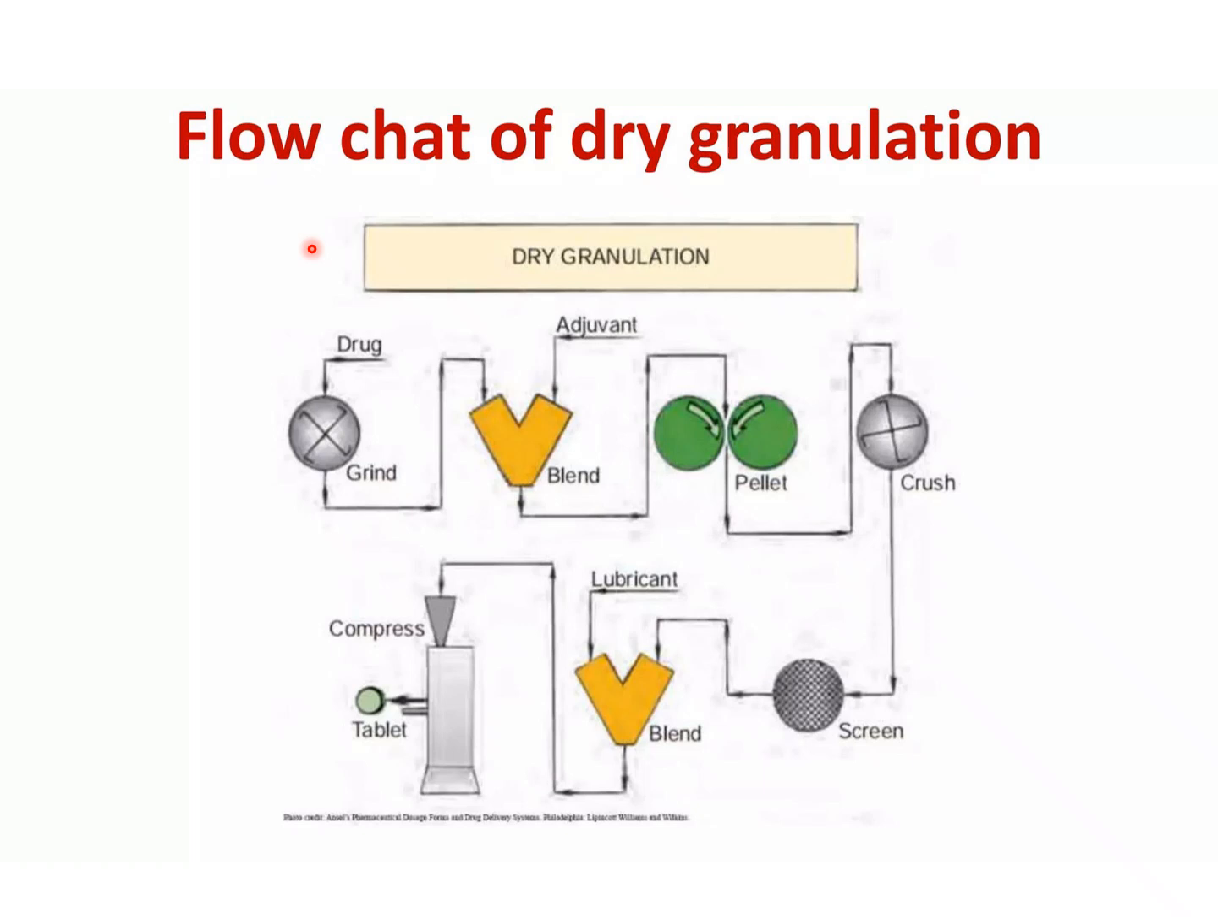These are the approaches of dry granulation. The flowchart is just like the wet granulation method. The main difference is we have not added any binder solution here, or conducted any drying process here. These are the main differences. Otherwise, all other processes are the same. For example, grinding, addition of adjuvant, blending, then screening, addition of the lubricant, then compression. All of the stages are the same.